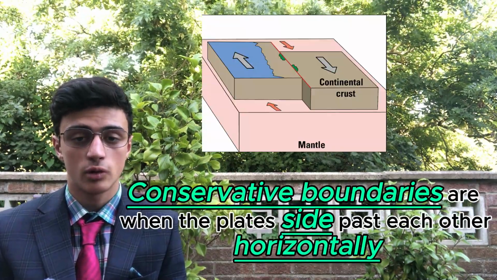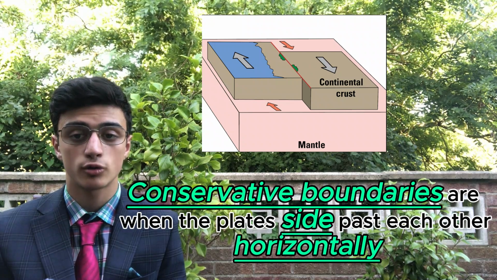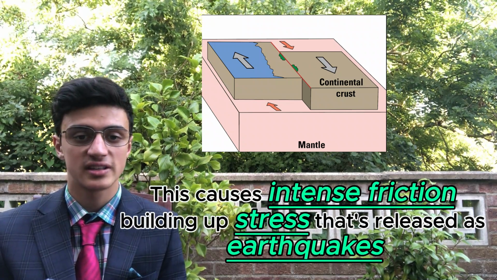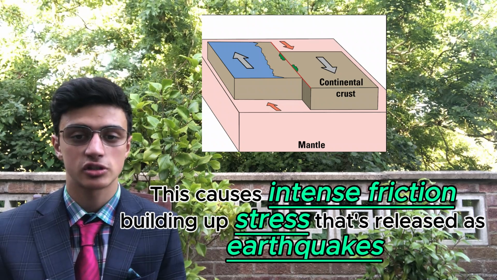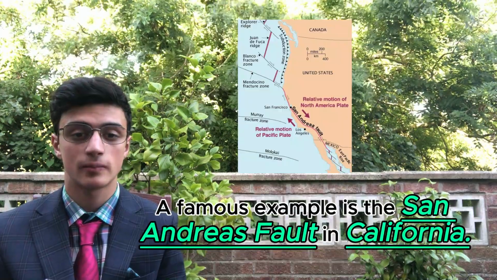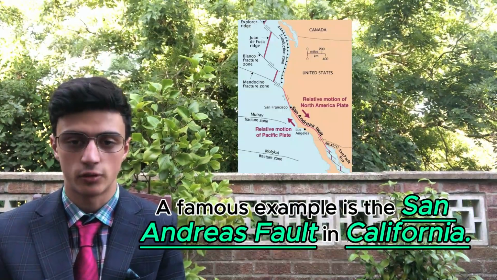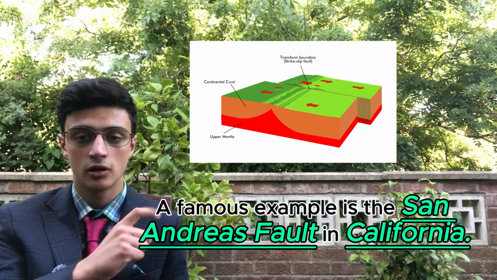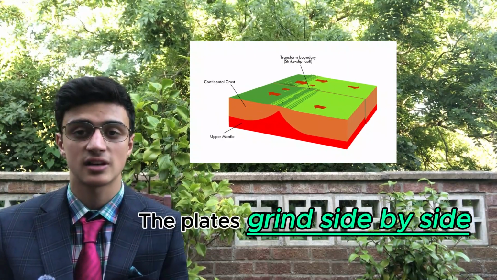Conservative boundaries are where the plates slide past each other horizontally. This causes intense friction, building up stress that's released as earthquakes. A famous example is the San Andreas Fault in California. As shown here, the plates grind side by side.